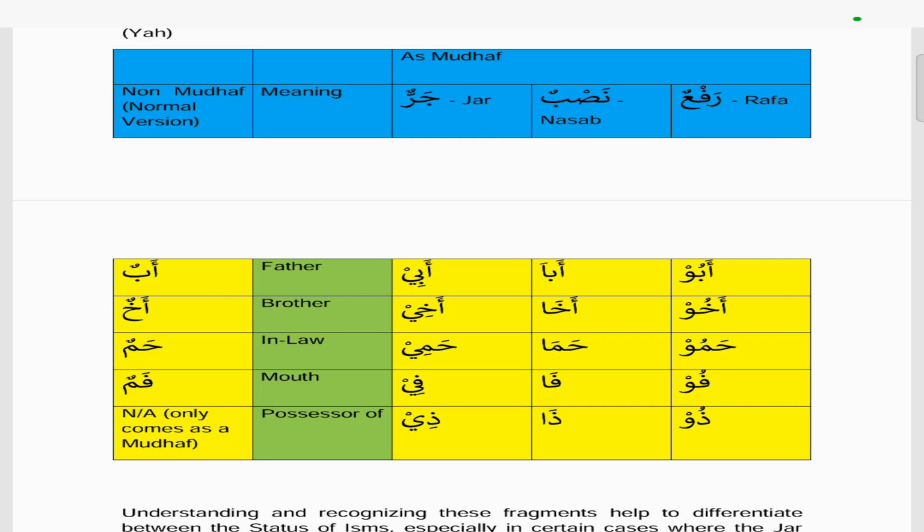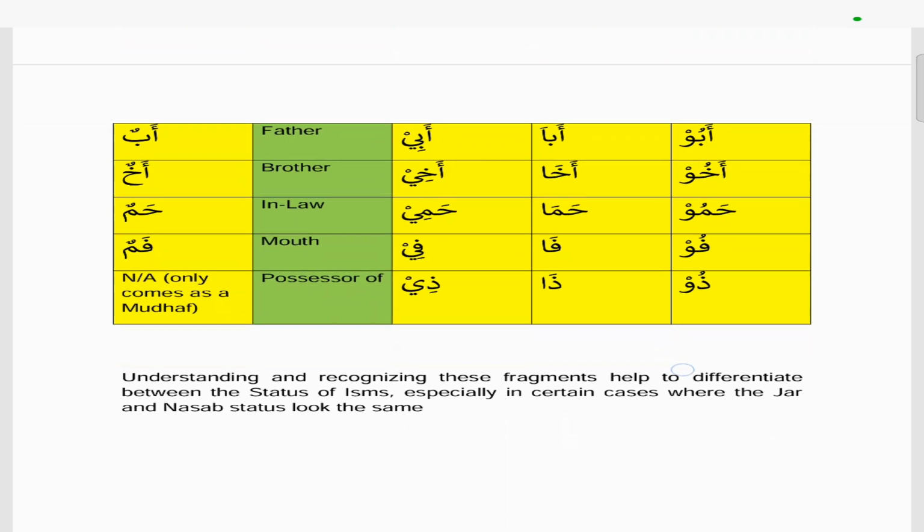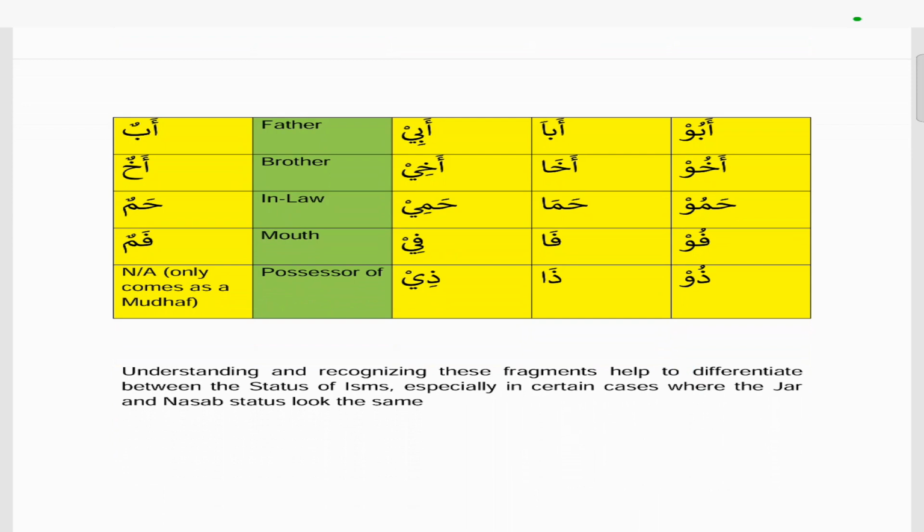The next word is zu, which means possessor of, but there is no non-mudaf version of that, so it always comes as a mudaf. When it's rafa, it's zu because of the waw. When it's za and you can see the alif, then it's a nasab status, and if you see zi, then it's in jar status. Understanding and recognizing these endings helps to differentiate between the status of isms, especially in certain cases where the jar and the nasab look the same.